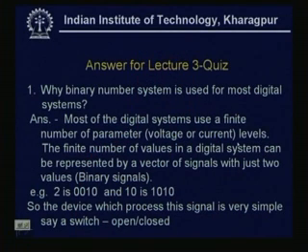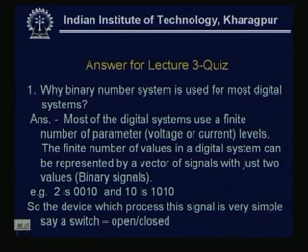Before starting today's lecture, first we quickly go through the last day's lecture quiz answers. The first question was, why binary number system is used for most digital systems. Now, as we know, most digital systems use a discrete number of parameter levels, say voltage levels or current levels, and the finite number of values in a digital system can be represented by a vector of signals with just 2 values.